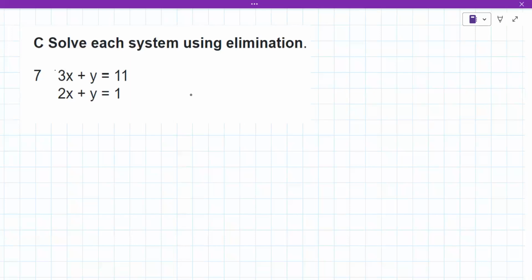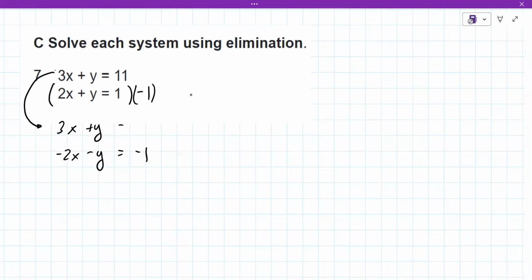We're going to multiply the second equation by -1. So we're going to multiply everything in that second equation by -1: -2x minus y equals -1. And then I'm going to bring that first equation down, 3x plus y equals 11.